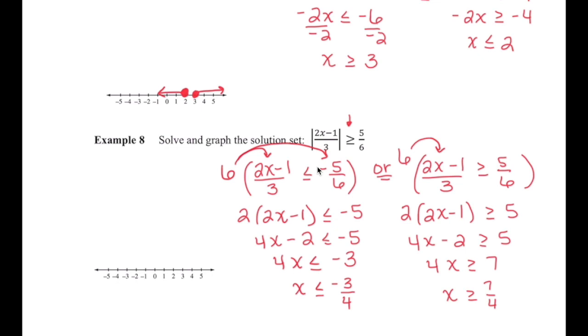So I'll have a closed circle at 1 3/4, and my x values need to get bigger. I'll also have a closed circle at negative 3/4, and my x values need to get smaller. And this concludes our lesson on solving absolute value equations and inequalities.